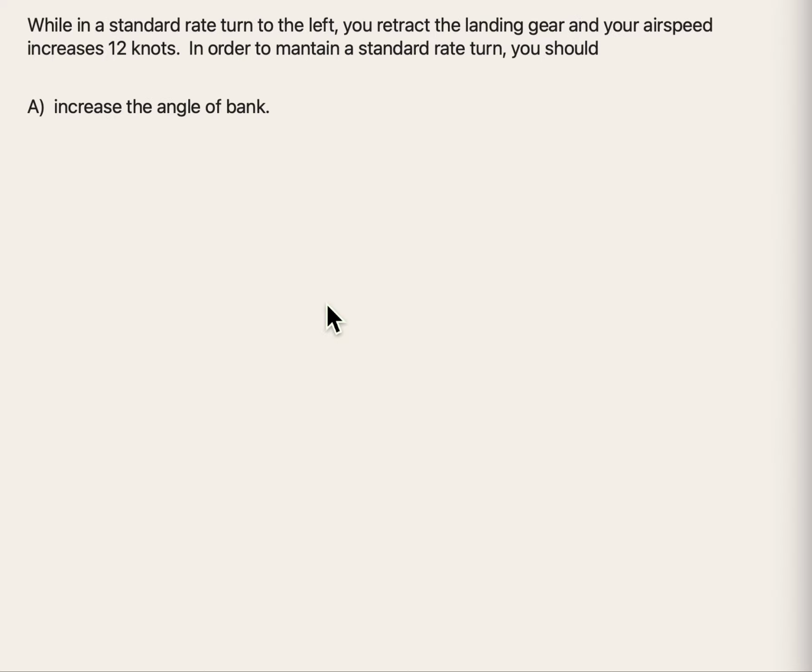While on a standard rate turn to the left, you retract the landing gear and your airspeed increases 12 knots. In order to maintain a standard rate turn, you will need to increase the angle of bank because now you have less drag.